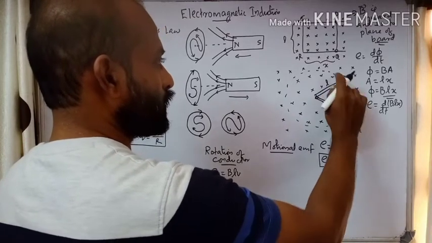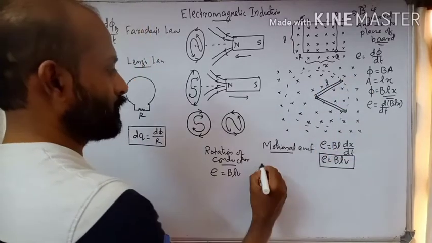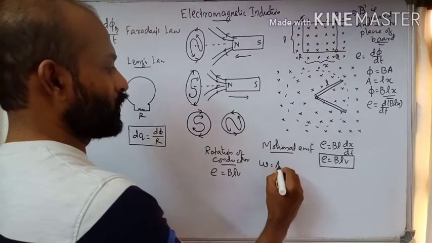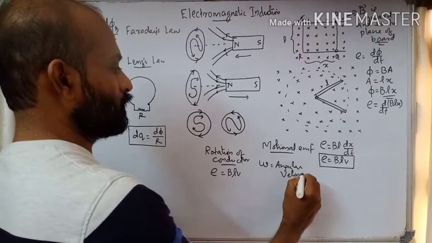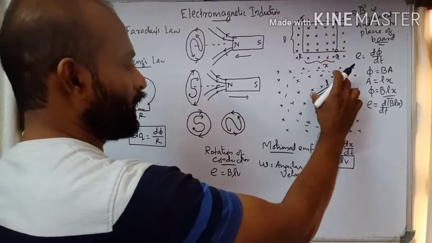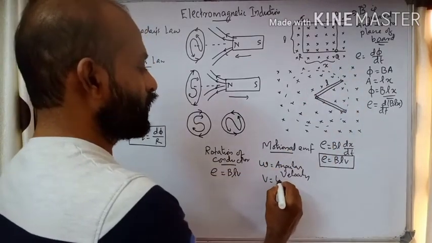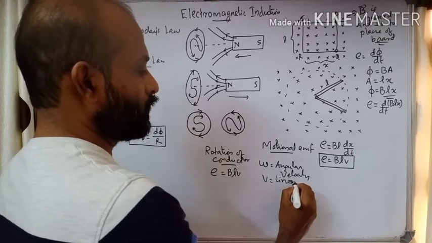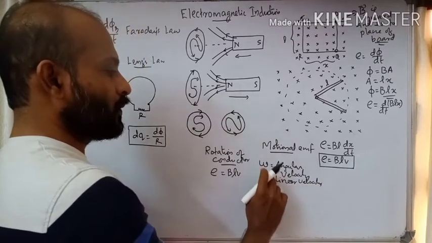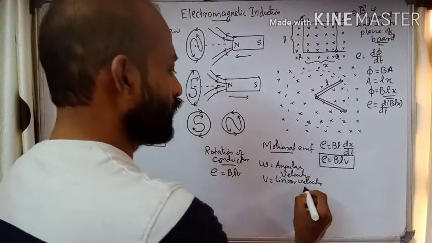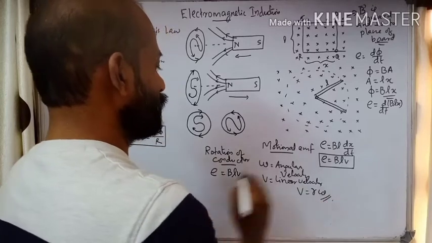It is rotating like this. It is undergoing rotation. Let omega be the angular velocity of rotation. Let L be the length, which we can compare to a radius. Let V be the linear velocity of circular rotation. What is the relation connecting V and omega? We have learned in circular motion that V is equal to R omega.